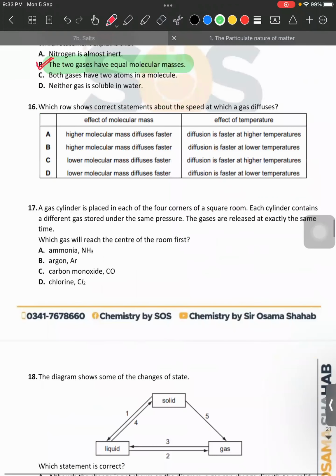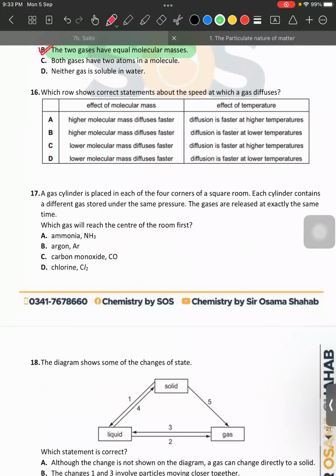Good. Yes, 16th MCQ. Who is going to solve this? Musira, can you solve this, beta? Sir, which question? 17th. Sorry, 16. Sir, will the answer be D?